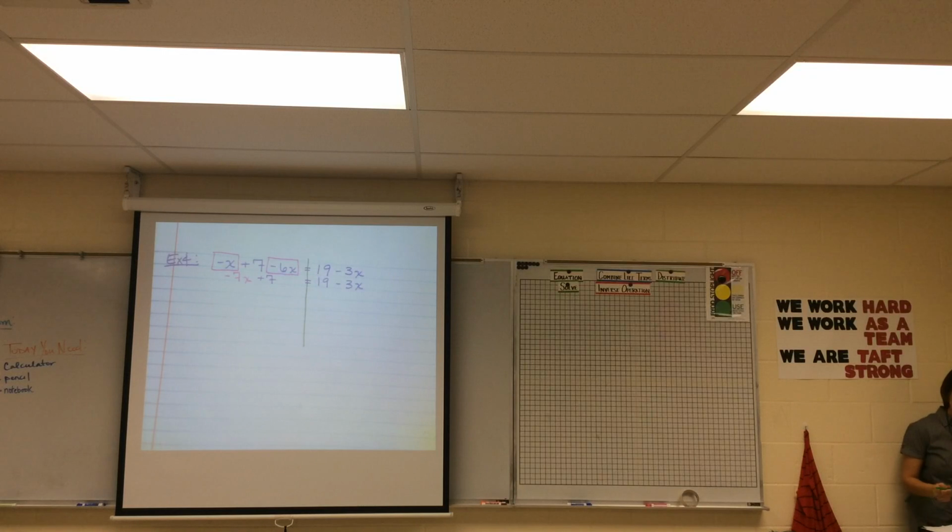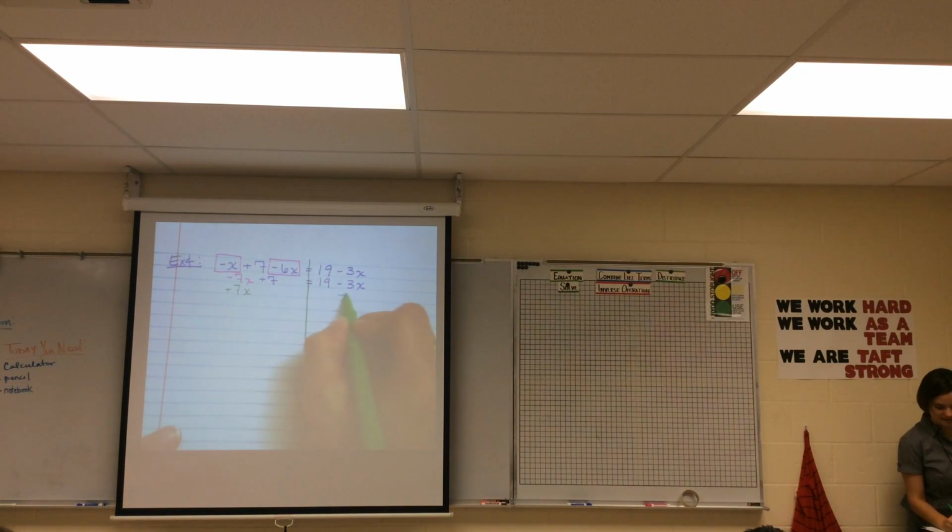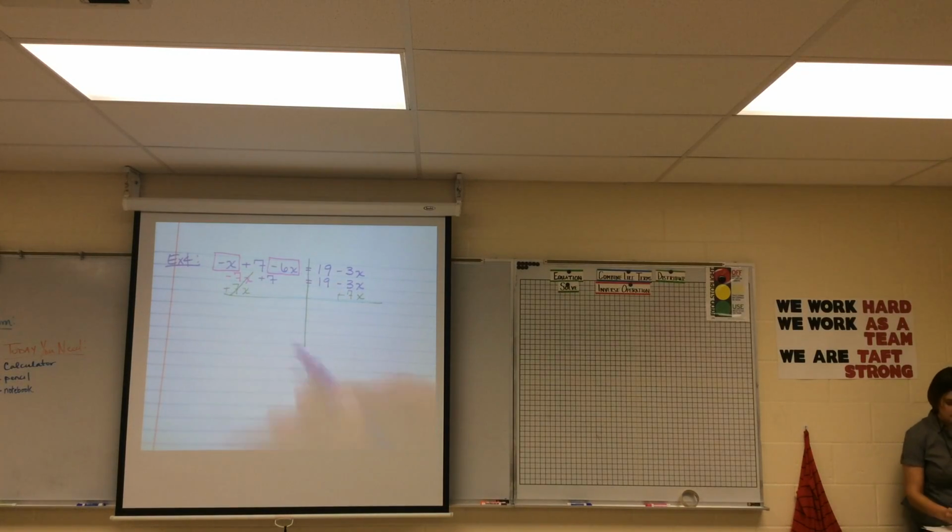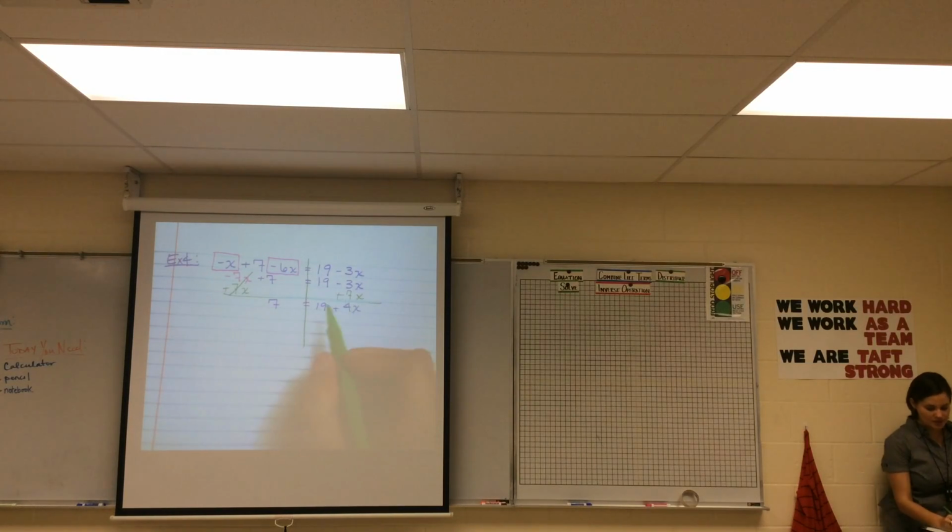I'll have more analogies. So what I'm going to do, I'm going to move that negative 7x. So what's the inverse of minus 7x? Plus 7x. Perfect. So I'm going to add 7x's to both sides of my equation. They're going to cancel on the left side. So I have 7 equals 19 plus 4x. So then I want to move 19, so I'm going to do the inverse and subtract. Is that okay?